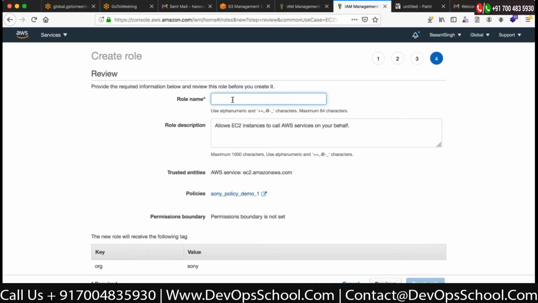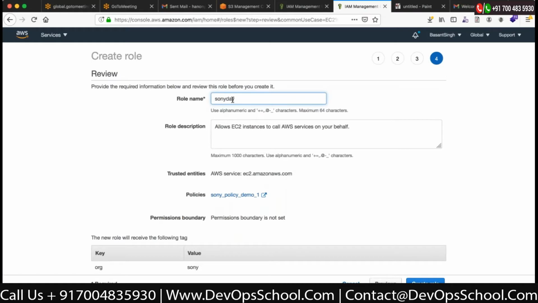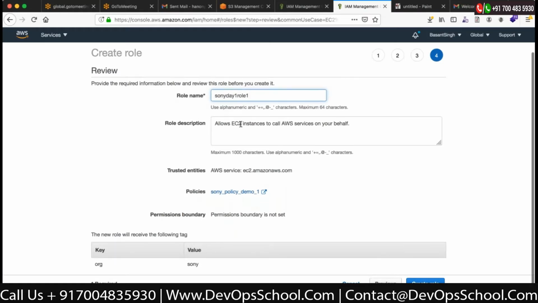You can write your role name. You can write it as Sony day one role one. What happens is all EC2 instances will be allowed to call AWS services on your behalf. Do you see that? All EC2 instances will be allowed to call AWS services on your behalf. Okay, that's fine. Create role.